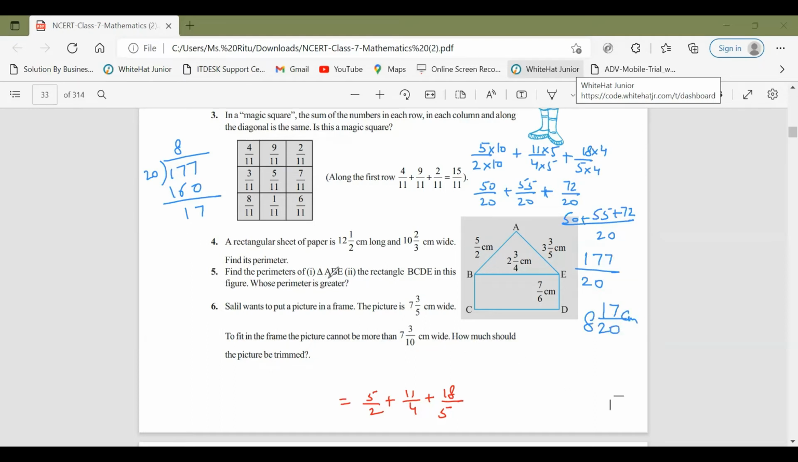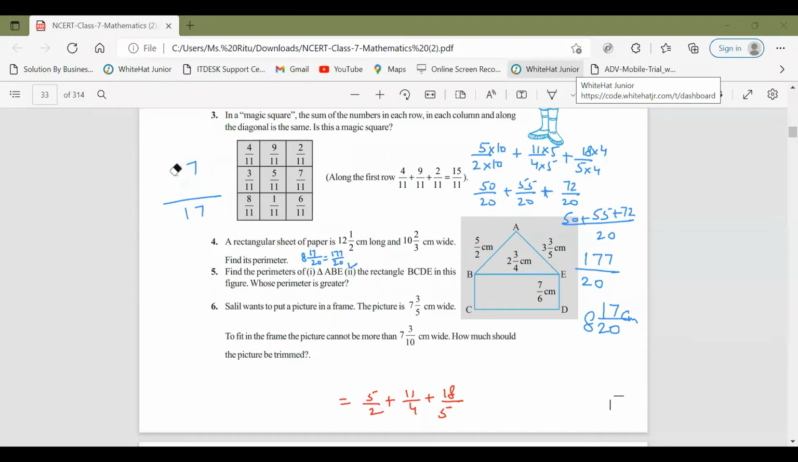of triangle ABE. Now the second part is the perimeter of rectangle BCDE. मतलब हमें इस rectangle का perimeter निकालना है. Okay, उसके बाद हमें बताना है कौन सा greater आ रहा है. ठीक है, so इस first part का answer हमारा आ गया 8 17/20 जो कि हमारा था 177/20 basically. ठीक है, अब हम second part का निकालेंगे, फिर हम compare करेंगे कौन सा बड़ा है.